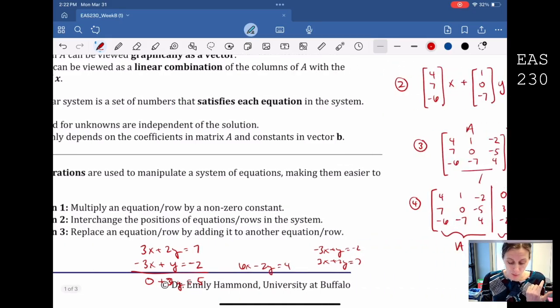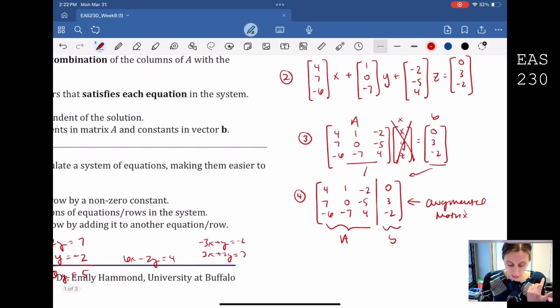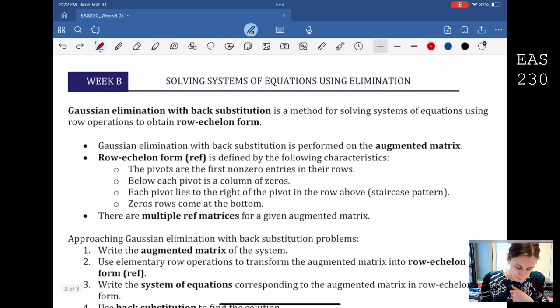And what we're going to do is we're going to apply these 3 rules in a systematic manner in order to solve our system of equations by ignoring these letters here, and solving our system using our augmented matrix. So let's look at how we can do this. The first method we are going to use is Gauss elimination with back substitution. So what we're going to do is we're going to take an augmented matrix, and we are going to apply those 3 rules over and over and over again until we get to something called row echelon form, REF.